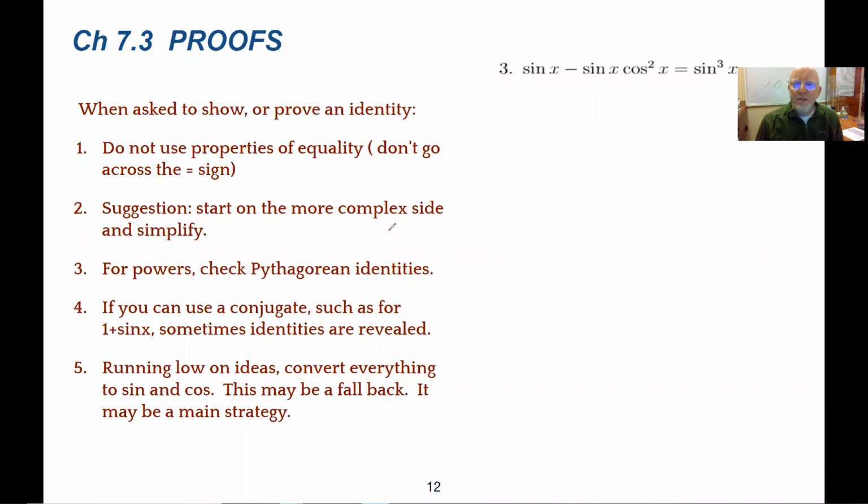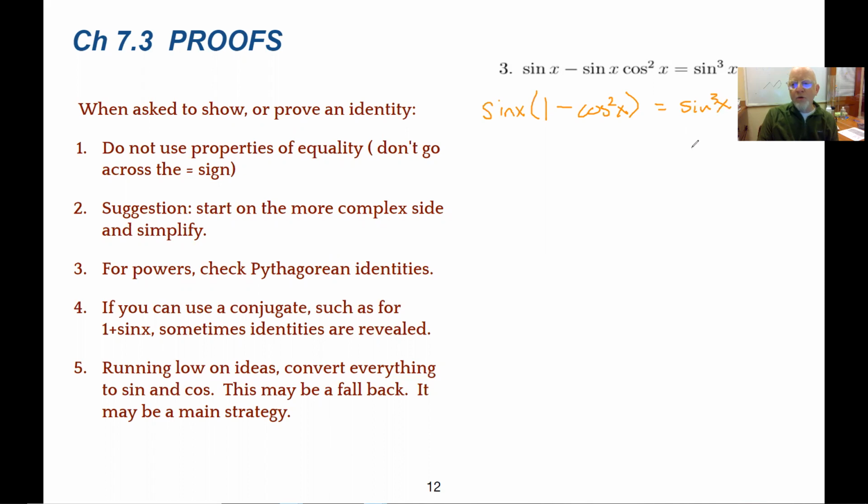We have sine x minus sine x times cosine squared x equals sine to the third x. So I'm going to work on the left side, leaving the right side alone. The right side seems more simple. And I see that sine x is in both terms, so I'm going to factor that out. So first step, I'm going to factor sine x. And we wind up with sine x times 1 minus cosine squared x. Oh, so 1 minus cosine squared x is actually sine squared x. So that seems good.